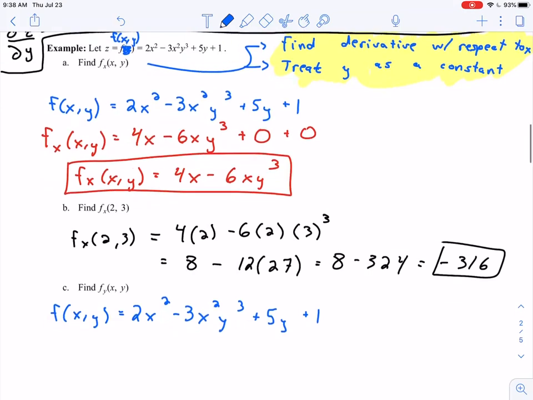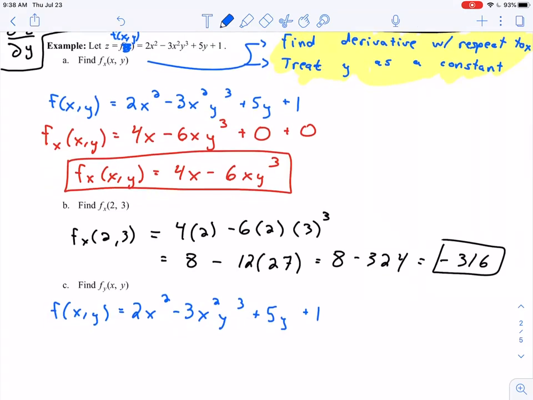So here in this case, we can kind of follow these same directions that we were looking at. We're just going to kind of switch around x and y. So we want the derivative with respect to y. And this time we're going to treat x as a constant.